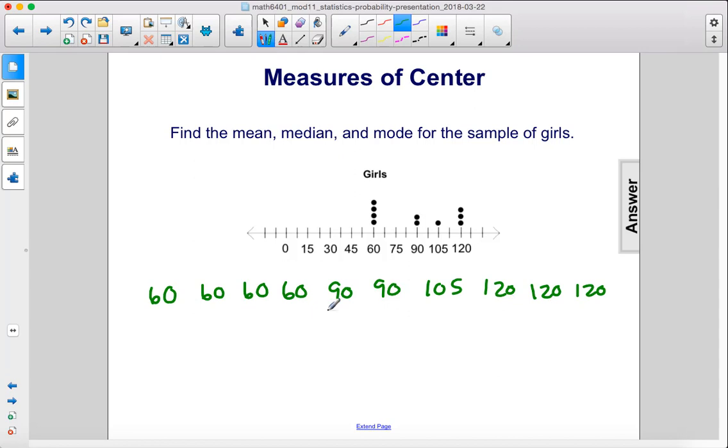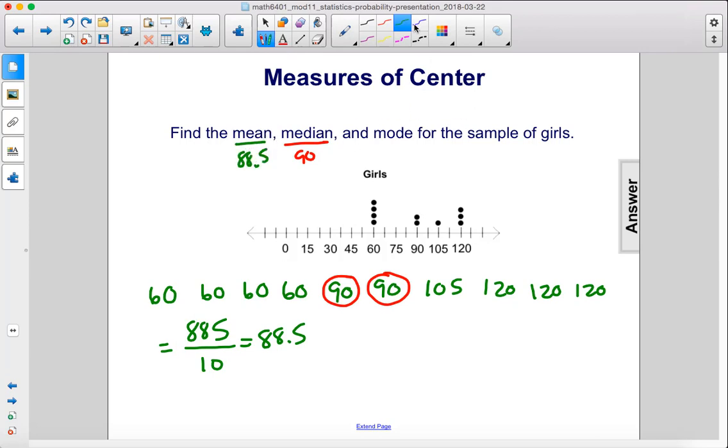So when you add them all together, you get 885 divided by 10 gives us 88.5. So that's the mean value. The median would be the middle value. So we have an even number here, but the two values in the middle are both 90. So the median is 90, and I'll write that the mean was 88.5.